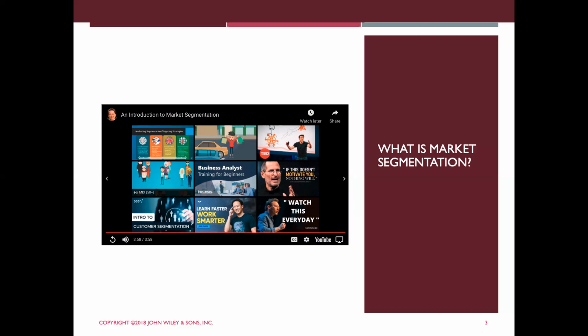So what are we doing when we segment the market? People, based on their preferences. We are categorizing our customers into different groups. We can't market to everybody. It's too expensive. We can't market to every preference. We would spend lots and lots of money.